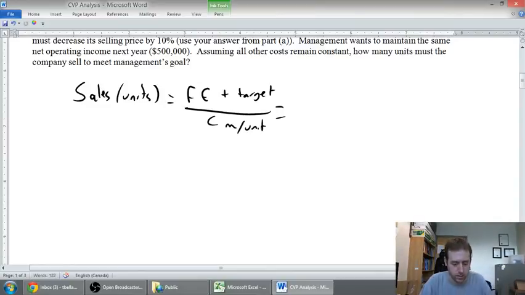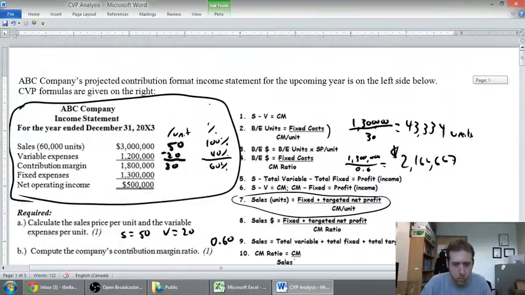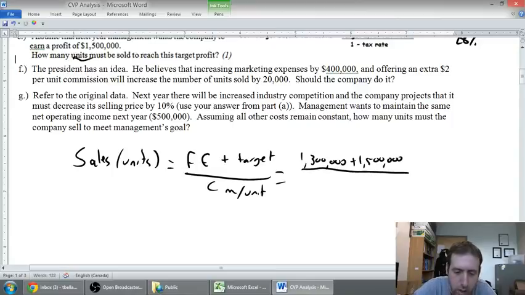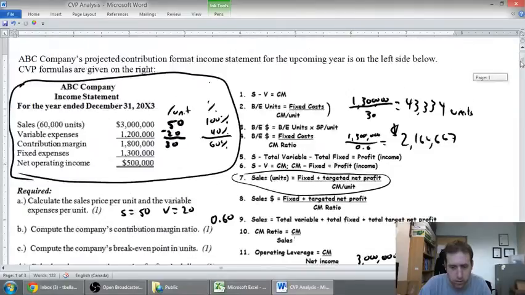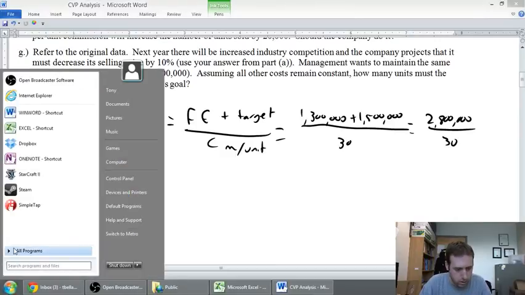So our company's fixed expenses were $1.3 million. Our target profit, or our goal, is to make a profit of $1.5 million. And our contribution margin per unit, we computed at the top, I think it was 30 bucks. Yeah, it was 30. So I get 2.8 million divided by 30 bucks. Again, I didn't plan this question well. No round numbers here.